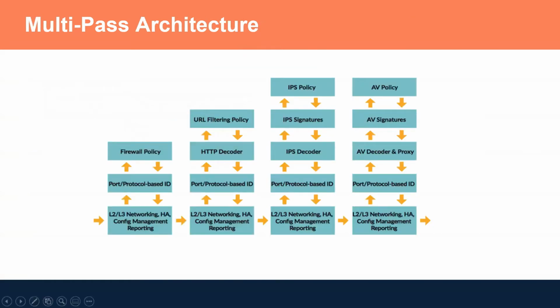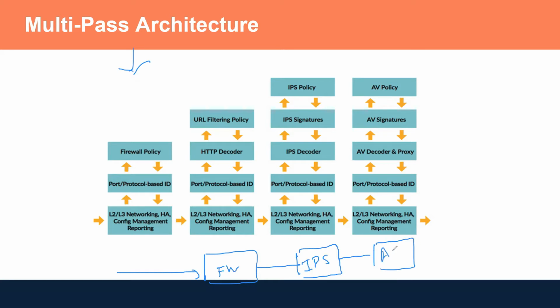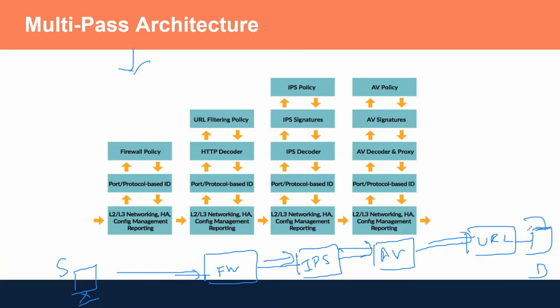A Palo Alto firewall is faster than others because other firewalls support this kind of architecture, where what would happen? Basically, on the firewall you have different modules. Let's say you have a firewall module, an IPS module, an antivirus module, and a URL filtering module. If you are sending a packet from source to destination, your packet would go to the firewall first. After the firewall, it would go to IPS, then AV (antivirus), then URL, and then it would reach the destination.